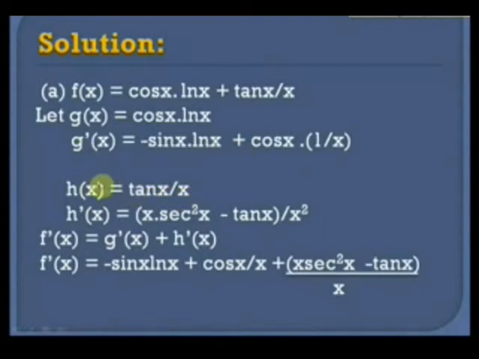Now h x is equal to tan x by x. Now we use the quotient rule here, and h dash x would be equal to x into the differential coefficient of tan x, that is sec square x, minus tan x into the differential coefficient of x, which is 1, and whole divided by x square. So f dash x would be equal to g dash x plus h dash x, or f dash x is equal to minus sin x into ln x plus cos x by x plus (x times sec square x minus tan x) whole divided by x square. So this is the value of f dash x when f x is equal to cos x into ln x plus tan x divided by x.